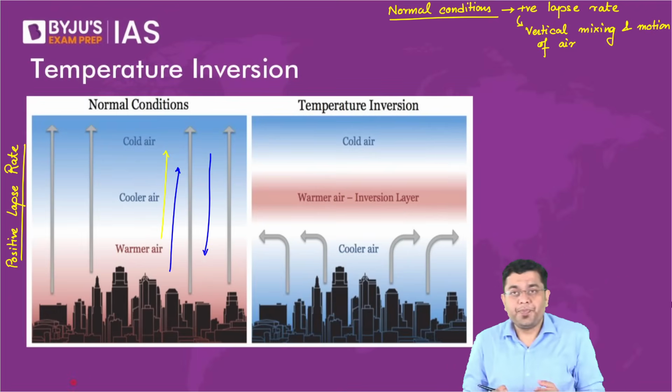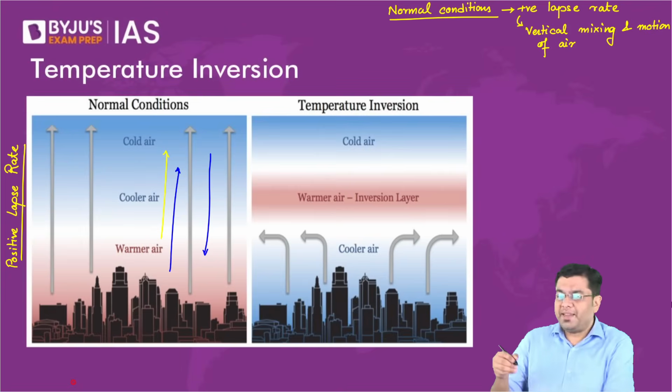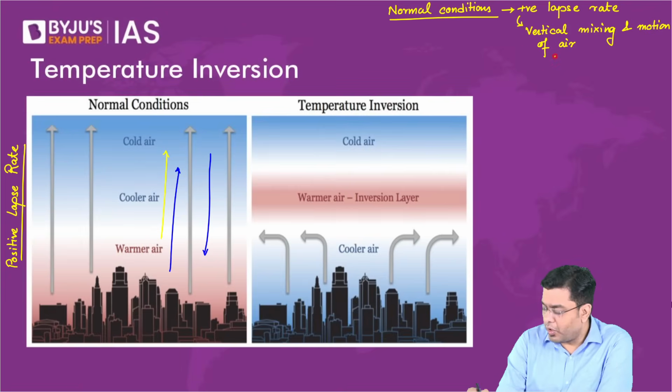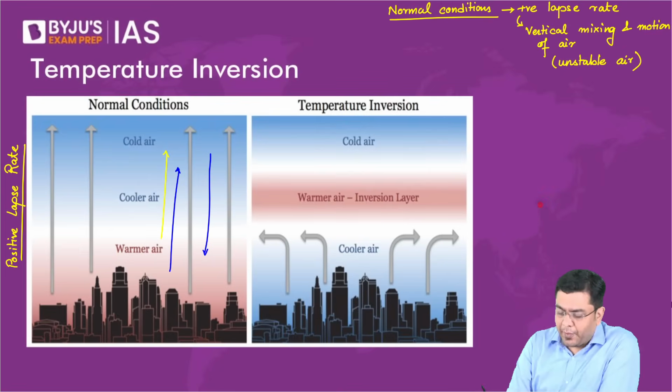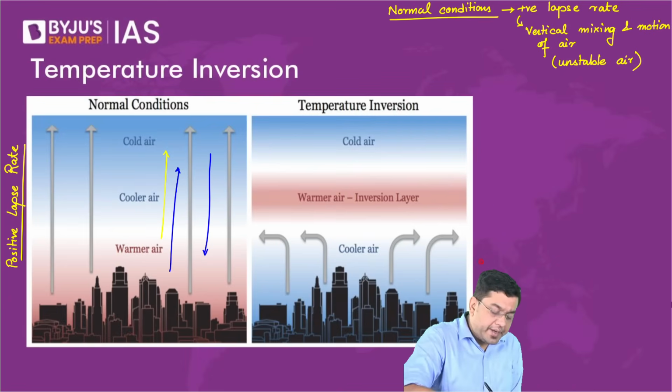Now, this condition is also referred to as unstable air mass, or simply unstable air, or instability of air. Right? Unstable conditions. Now, when we talk about temperature inversion, due to certain conditions, you have the temperature inversion. Temperature inversion means you have the condition of a negative lapse rate.